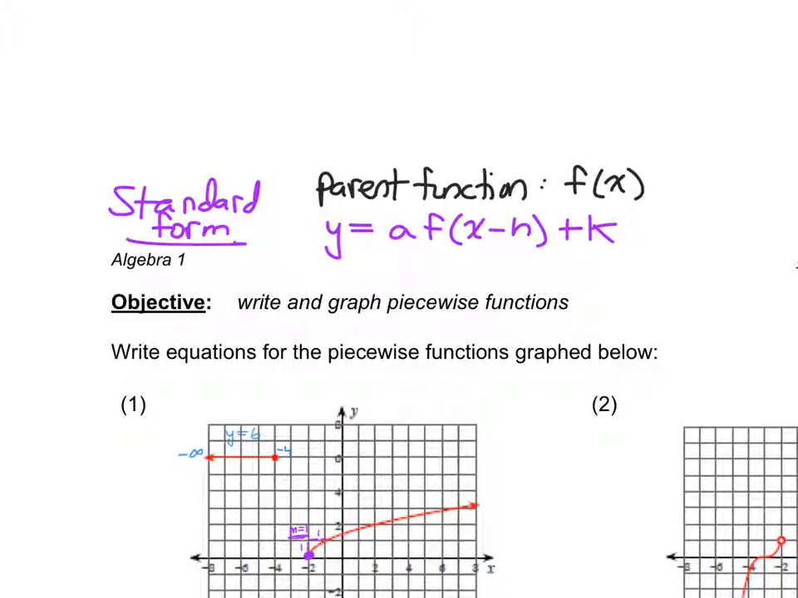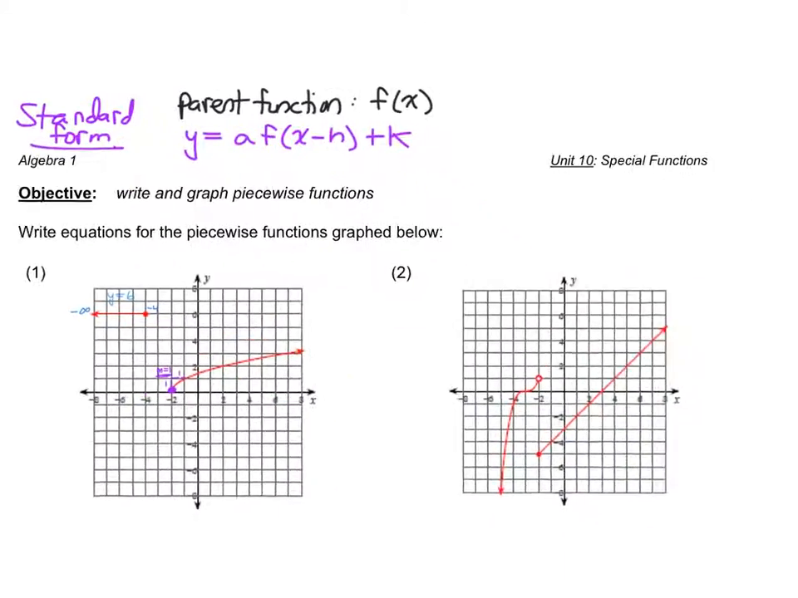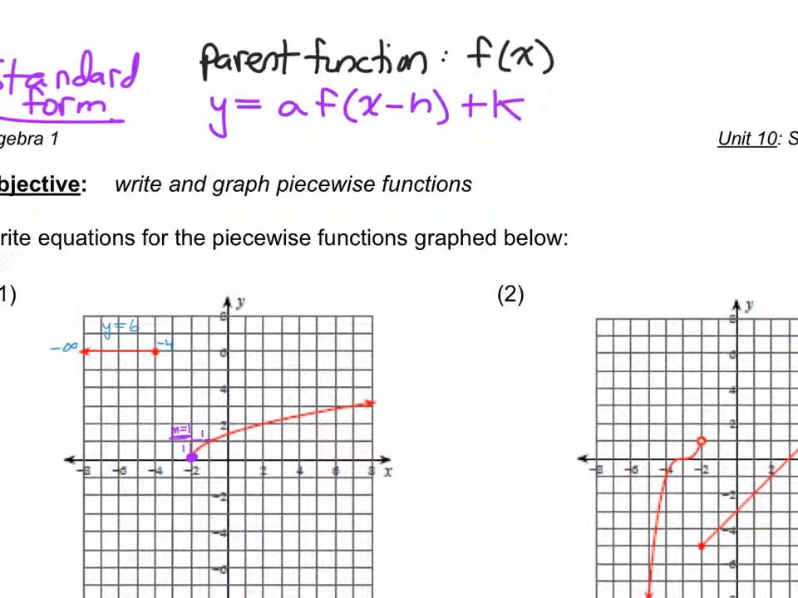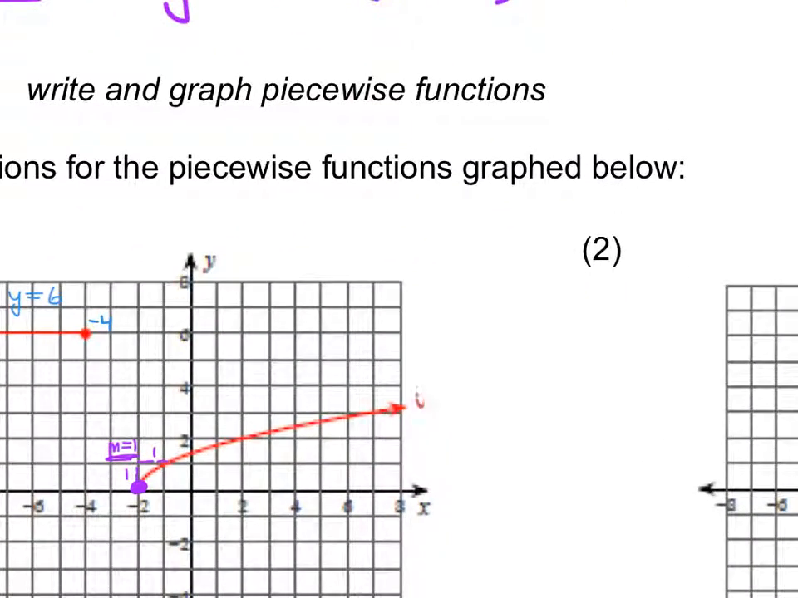So I know that I'm dealing with a square root function in this case, so I could define my equation pretty easily. It's going to be y equals 1, I'm not going to write the 1, times the square root of x minus negative 2, so x plus 2. Is there a vertical shift? No, it's staying put. The parent function starts on the x-axis, so does this graph, so there's no shift involved.